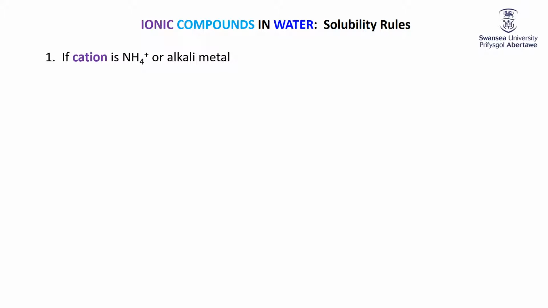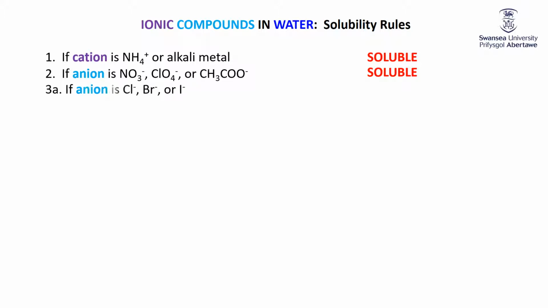Well, the first rule is you look at your ionic compound, you identify the cation, and if that cation is ammonium or an alkali metal, so sodium, potassium, etc., it is soluble. At this level of what we're discussing, no exceptions to that. You see an ionic compound, it's got sodium in it, boom, you know it's soluble. You see an ionic compound, it's got ammonium in it, boom, you know it is soluble. Similarly, if when you identify the anion, it's nitrate, perchlorate or acetate, it is indubitably soluble. Those are the easy ones.